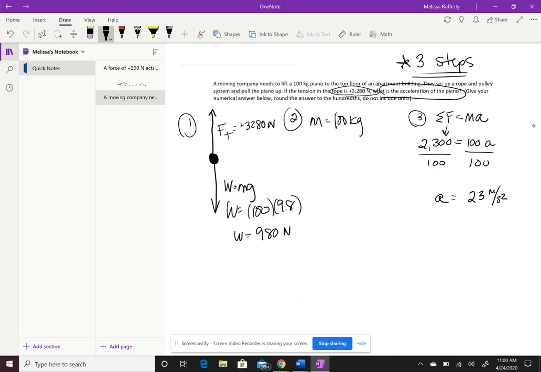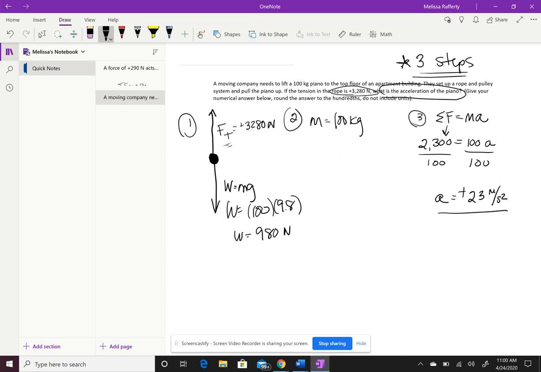And then you can think about what direction the piano is moving. So go back to your free body diagram and look at whatever force is bigger. Tension is the bigger force, so the piano is accelerating upward. It's a positive acceleration. All right, so there's your answer.